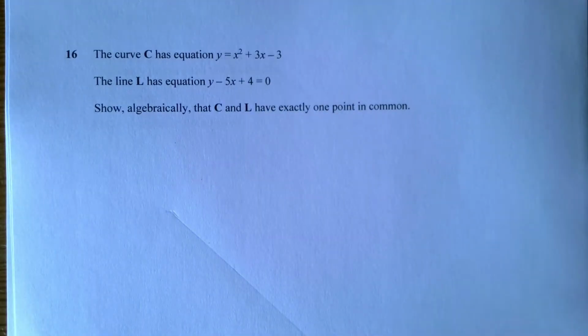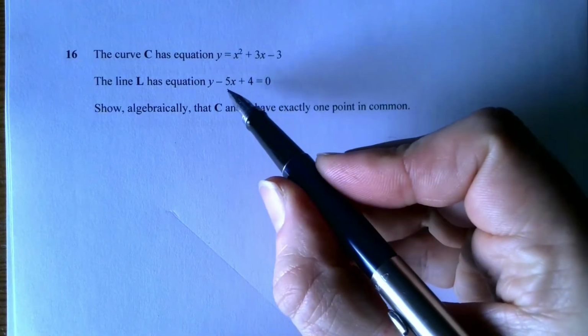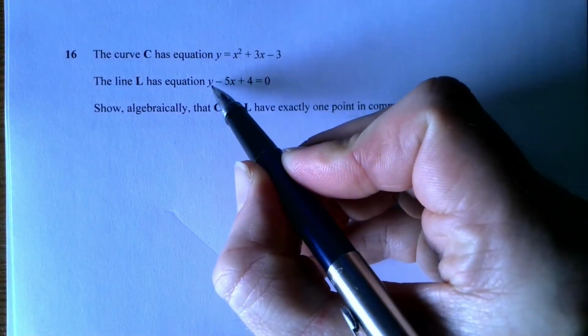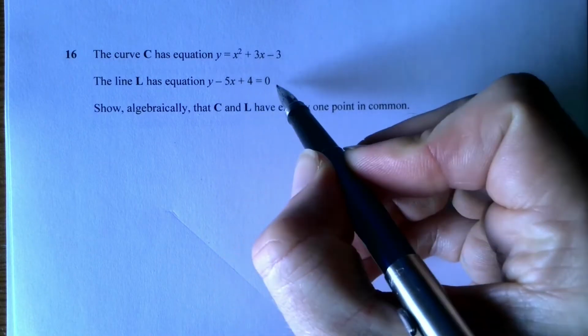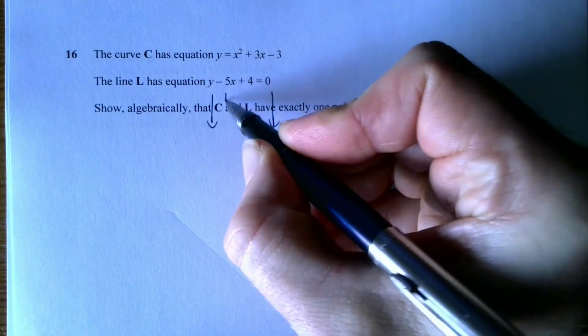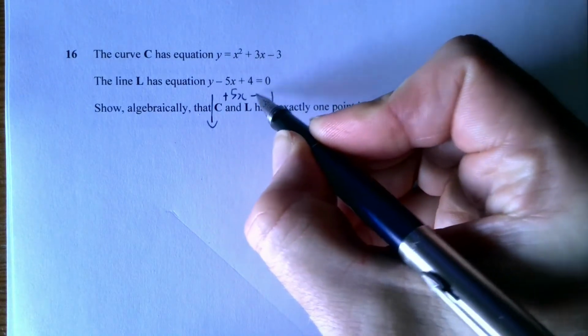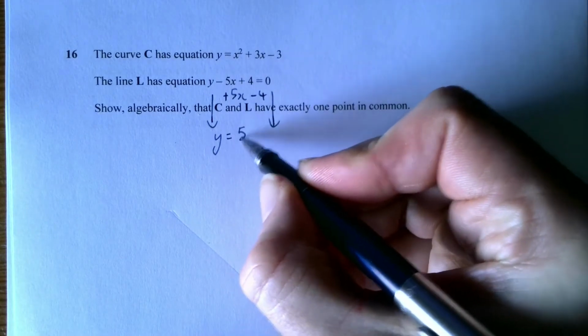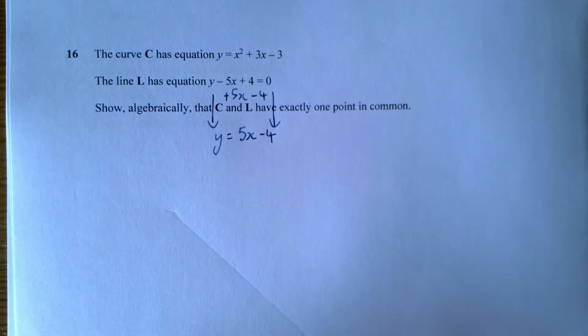Right, so if the curve and the line have got one point in common, that means there'll be one place where your y value and x value could be the same. We've got to solve the simultaneous equations here, but it's not that difficult. We've got it in the form y equals here, so we just need to rearrange this equation to make y the subject of the formula. We could do that by adding 5x and taking 4. So y is going to equal 5x take 4.